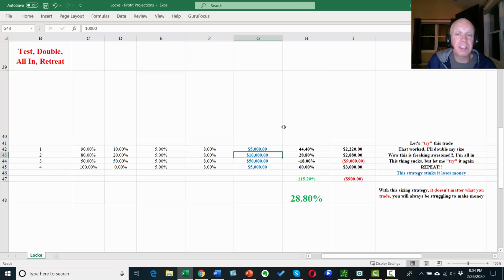Everything's going well. They say, I can't believe this trading strategy. It's magic. This is unbelievable. I'm putting all my money in. $50,000. Right? They make this huge jump in escalation in capital.